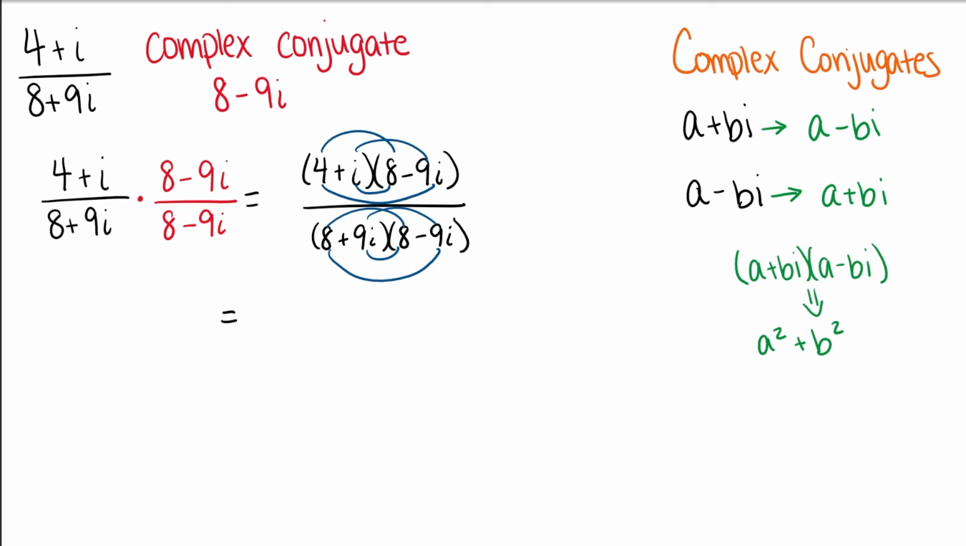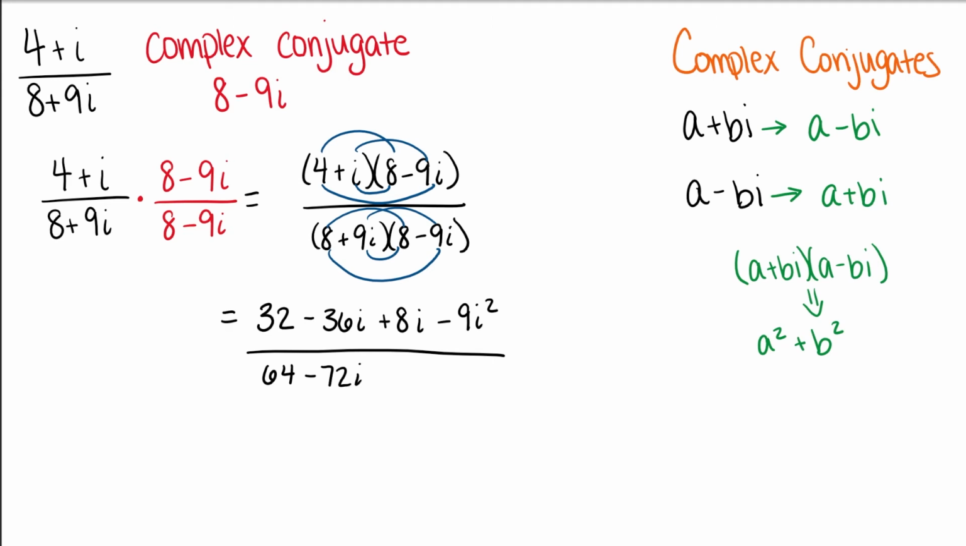So we get 4 times 8 is 32. 4 times negative 9i is negative 36i. i times 8 is positive 8i. And i times negative 9i is negative 9i squared. All over 8 times 8 is 64. 8 times negative 9i is negative 72i. 9i times 8 is positive 72i. And 9i times negative 9i is negative 81i squared.